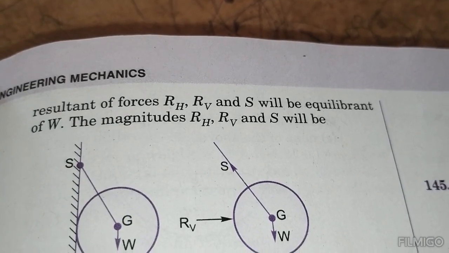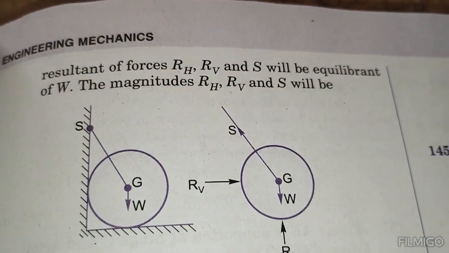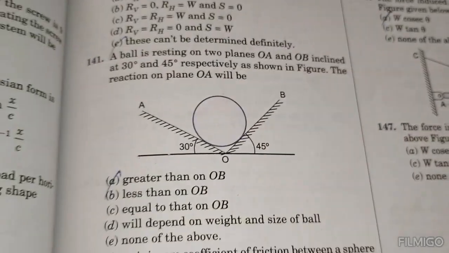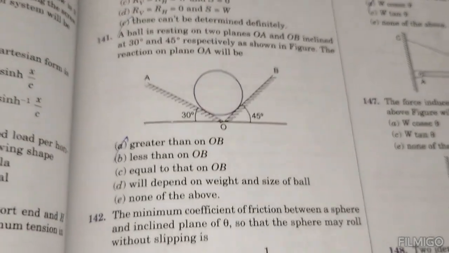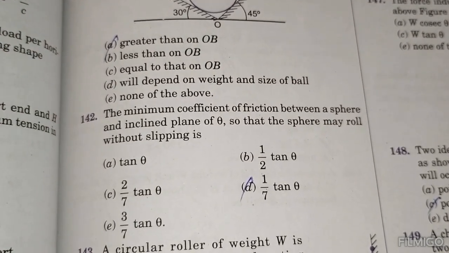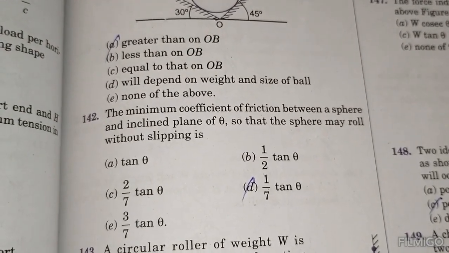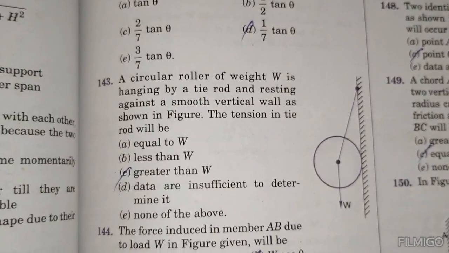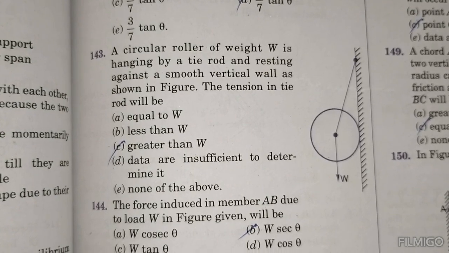The resultant forces RH and RV will be equivalent to a magnitude of dash. This can't be determined definitely. Greater than OB. The minimum coefficient of friction between the sphere and the inclined plane of angle theta, so that the sphere may roll without slipping, is 1/7 tan theta. This is greater than W.